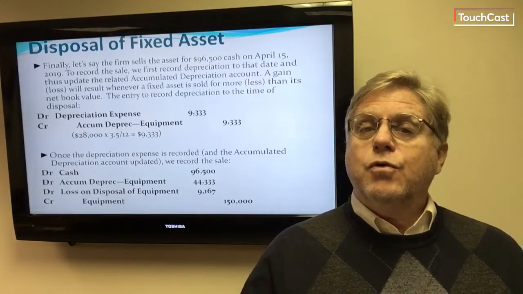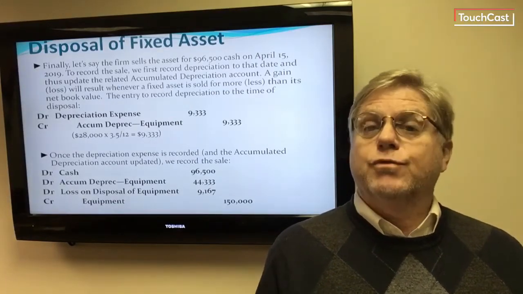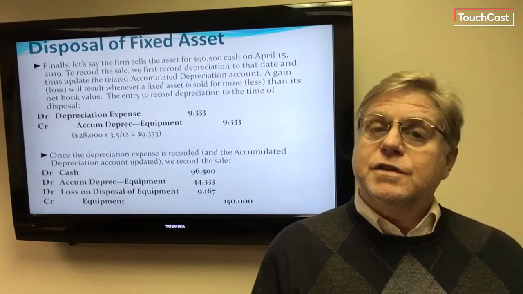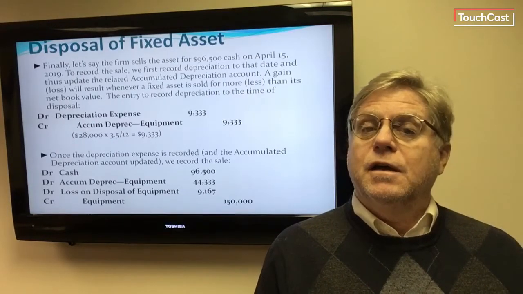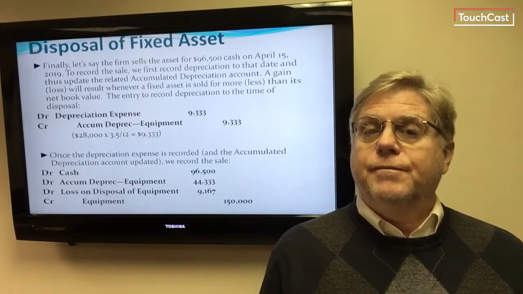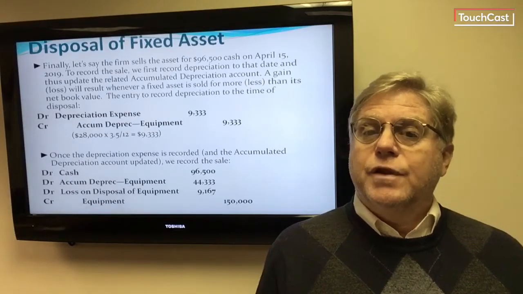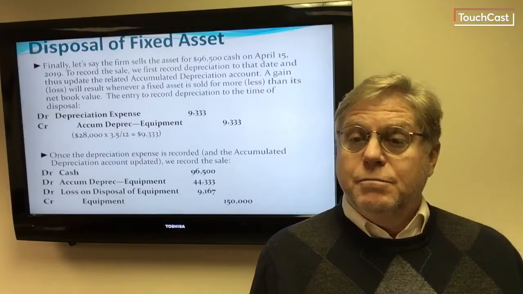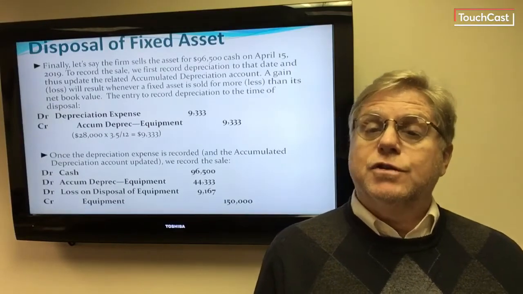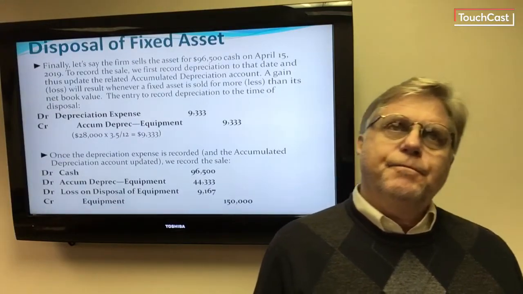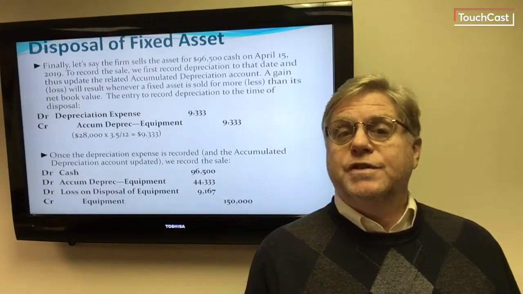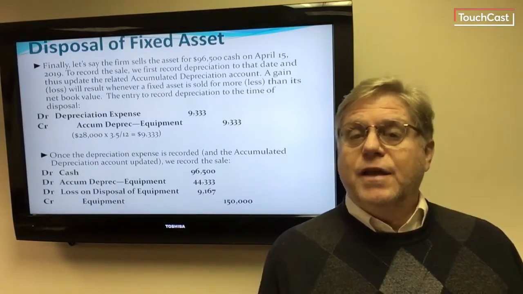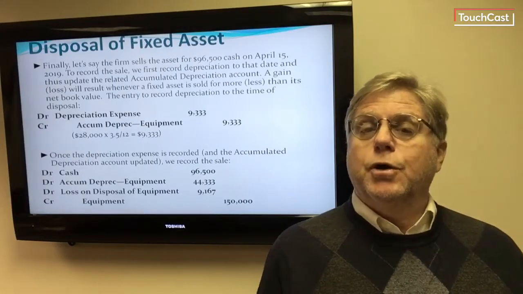So when we sell this asset for $96,500 cash, we debit cash for $96,500. We're going to credit equipment for the $150,000, that's its recorded cost, as well as the accumulated depreciation equipment associated with that asset, $44,333. And you can see there that the difference, that is what it takes to balance that entry, the plug figure, so to speak, is a debit of $9,167. And of course that then represents a loss on disposal of the equipment.